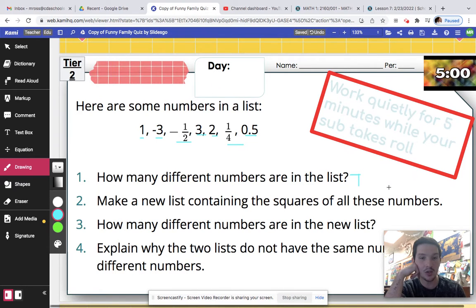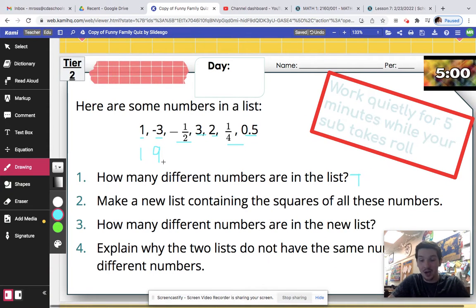Number 2 says make a new list containing all the squares of all these numbers. So you might have to use a calculator. It's okay to use a calculator. So 1 squared, our first answer would be 1. -3 squared, -3 times -3 is going to give you a positive 9. Okay?